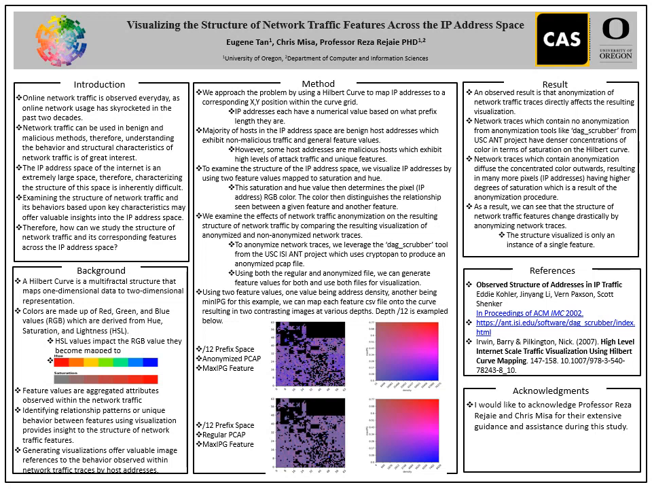As a result, to examine the structure of the IP address space, we visualize IP addresses by using two feature values mapped to saturation and hue. The saturation and hue values are then each going to be computed based upon each specific feature. Therefore, each feature controls one dimension of the two-dimensional space in terms of coloring. The saturation and hue value then determines the pixel RGB color, and that color ultimately distinguishes the relationship between a given feature and another feature.